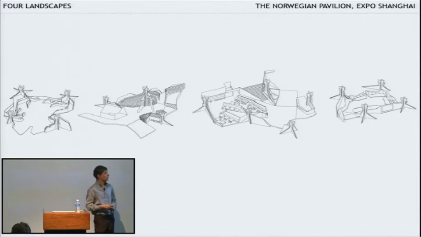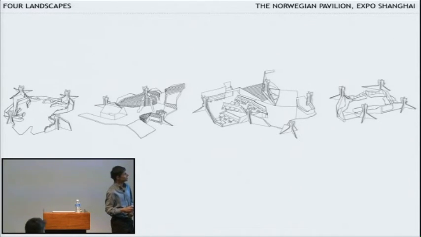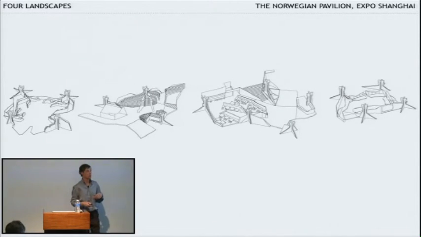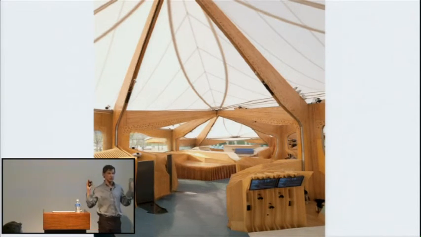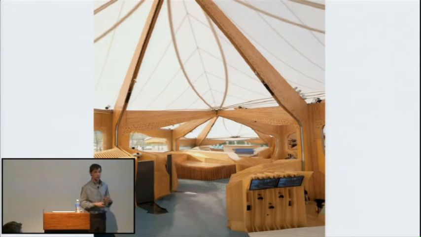The four characteristic landscapes are the coast, the fjords, the Arctic, and the forest. This is the forest. This is the coast. Interpretations of Norwegian landscapes, which are also built in bamboo. So what we wanted was not to make a black box and have the exhibition coming afterwards, but that everything is integrated. And that was also the difficulty and the challenge of the project.